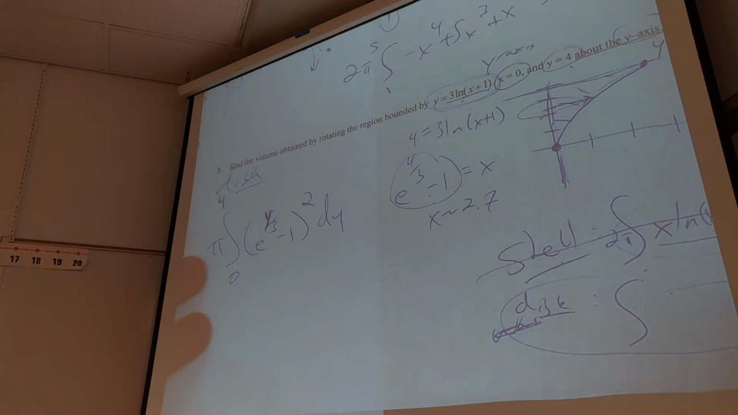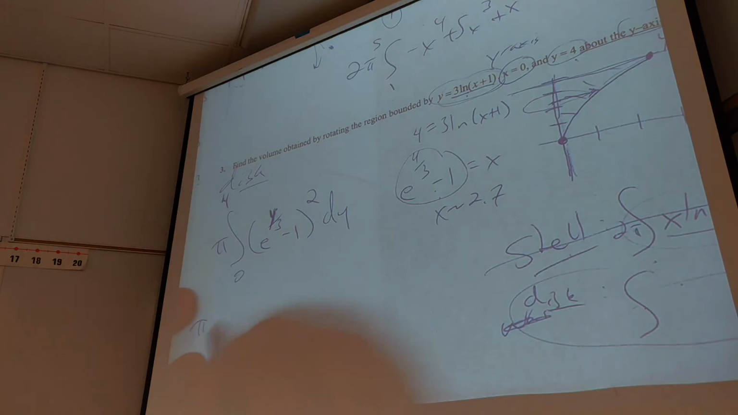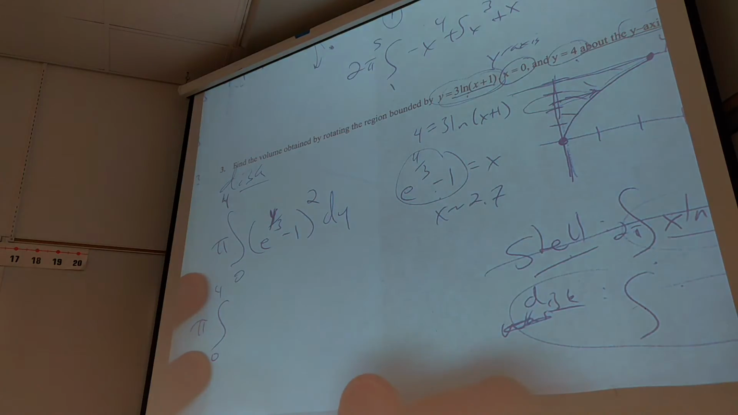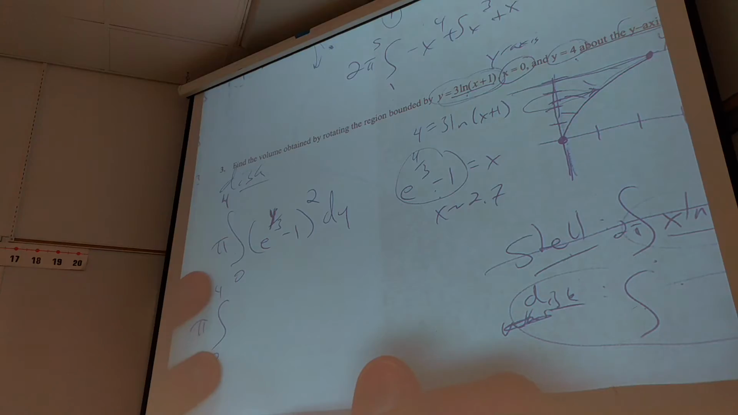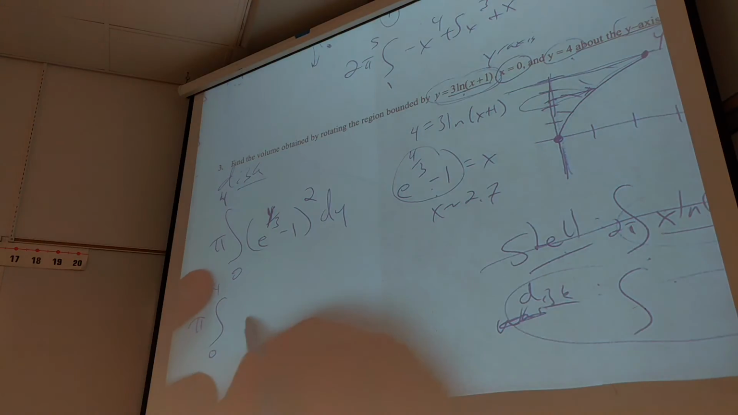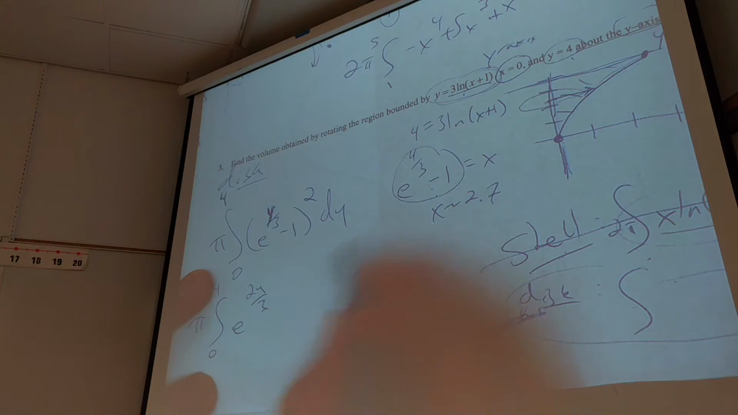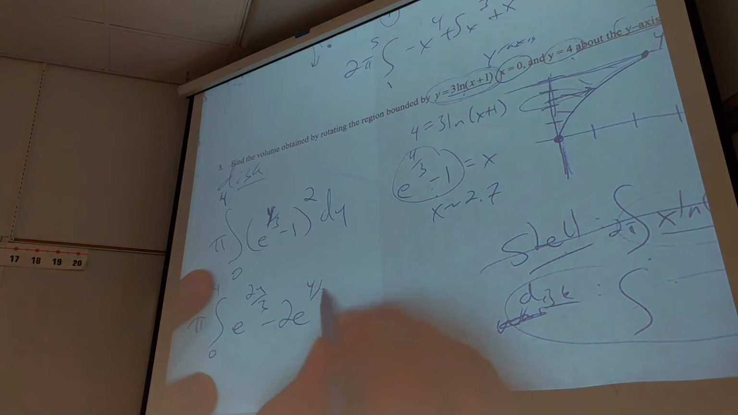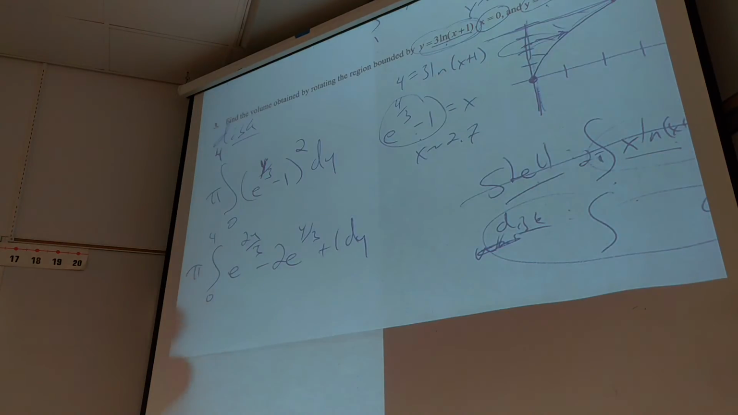And now, this is where people make really simple mistakes. How do I FOIL this thing? What's e to the y over 3 times e to the y over 3? Yes, cool. You just add the powers, right? Don't make new rules. Don't make it y squared over 9. You add the powers, so you get e to the 2y over 3, minus e to the y over 3, minus e to the y over 3, which is minus 2 e to the y over 3, plus 1. Is that cool? Just foiling it out.